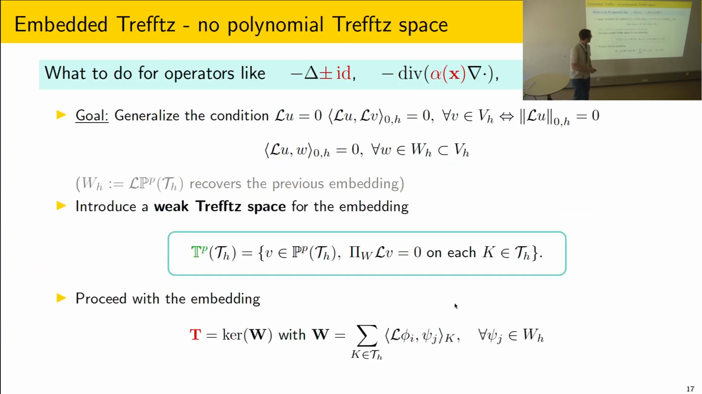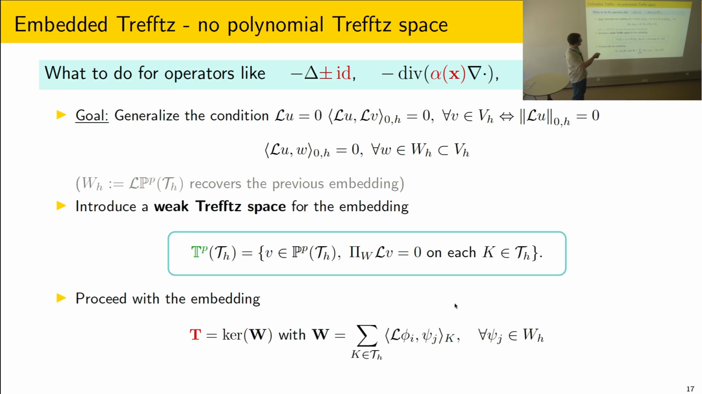So now what can we do with operators where the Trefftz space is non-polynomial? So, varying coefficients, or also the Helmholtz equation, where the Trefftz space typically cannot be polynomial. We can still treat this with the embedded Trefftz method by again weakening the condition in the space. There are similar ideas for quasi-Trefftz, but we are weakening in a different way. What we want to do now is project onto a smaller subspace to test with.